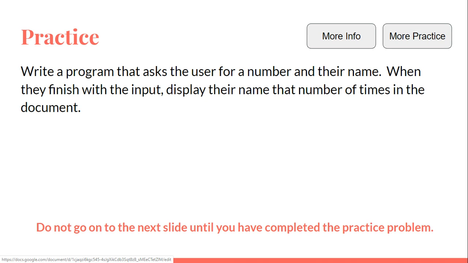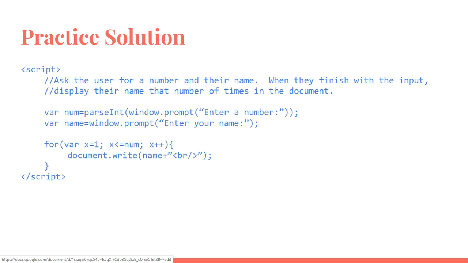Okay, welcome back. I hope that went well. Let's take a look at the solution. So the first thing I'm going to do is I'm going to ask them for a number, which I want to treat as a number. So as always, I'm going to parse int it. Then I'm going to ask them for a name.